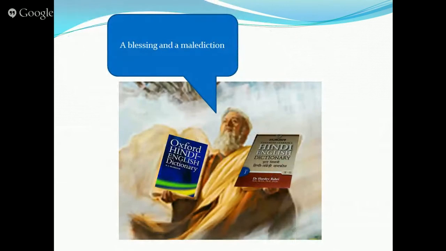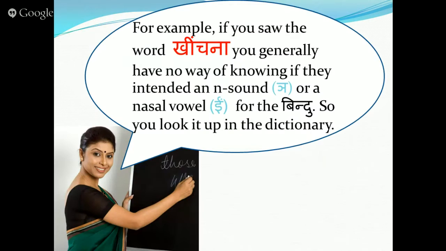Yes, the dictionary, a blessing and a malediction. So, for example, if you saw the word kinchna, you generally have no way of knowing if they intended an N sound or a nasalized vowel for the bindu, for the little dot. So to uncover the secret identity of Mr. Dot, we will have to look this up in a dictionary.